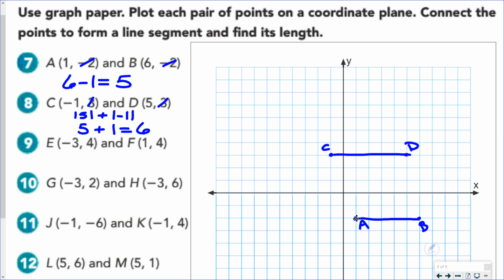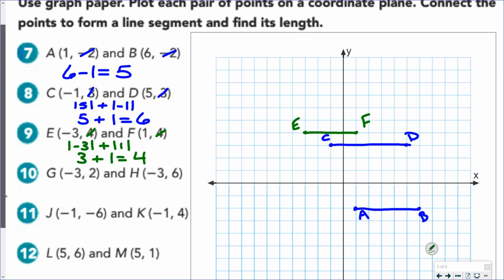E is at -3, 4. Here's E. F is at 1, 4. Connect. Y values are the same. X values are different signs. So we add the absolute value. Absolute value of -3 is 3. Absolute value of 1 is 1. 3 plus 1 is 4.